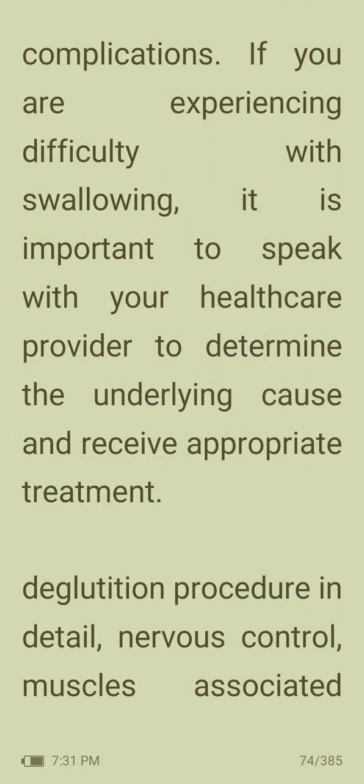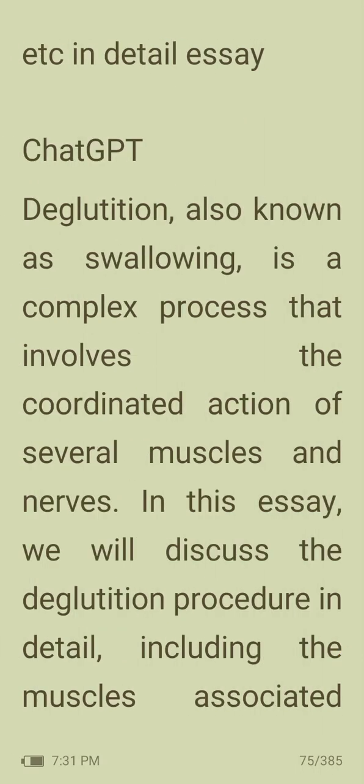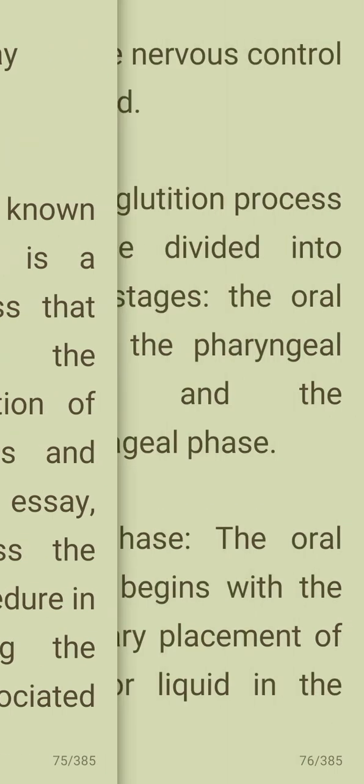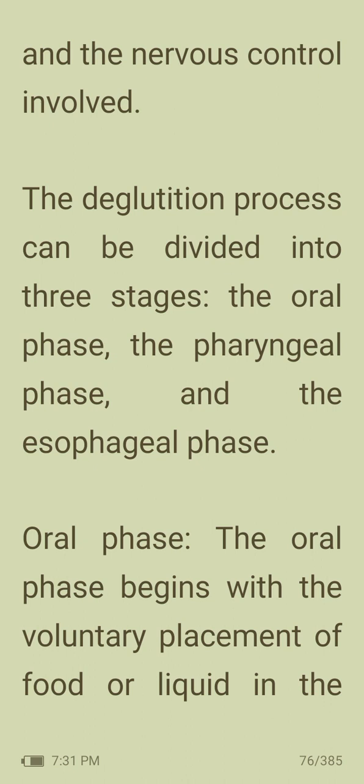Then, deglutition process nerve control. Deglutition, also known as swallowing, is a complex process that involves coordinated action of several muscles and nerves. In this essay, we will discuss the deglutition process and muscles associated and the nerve control involved.